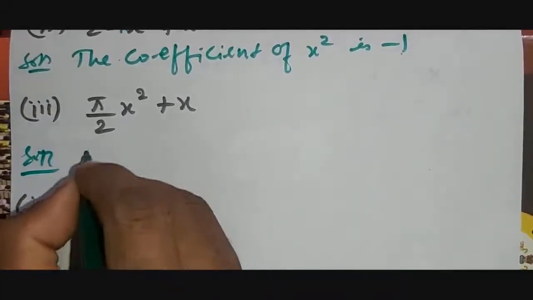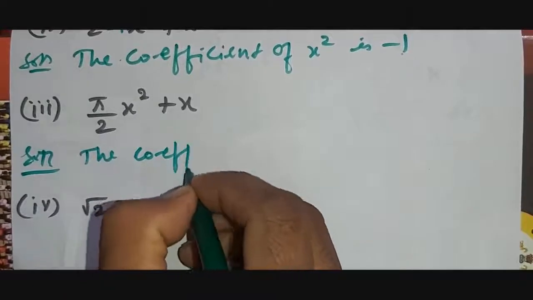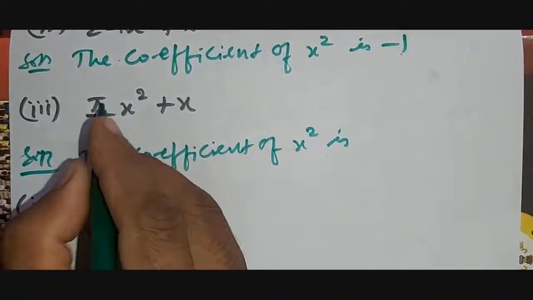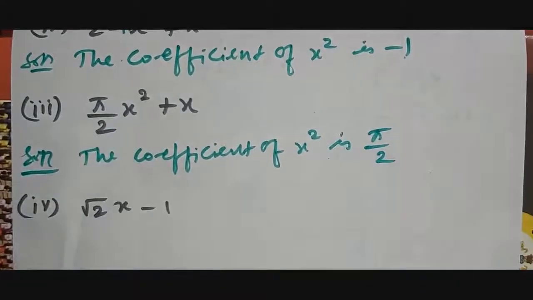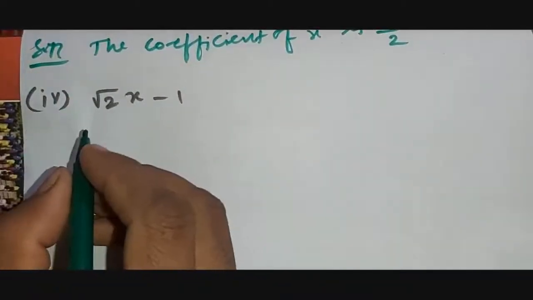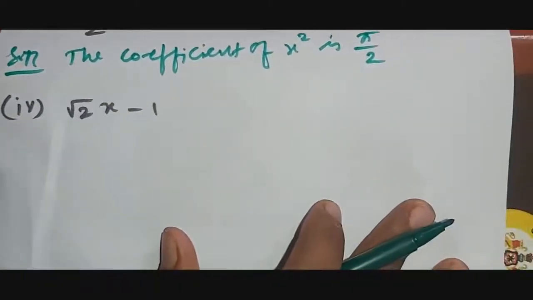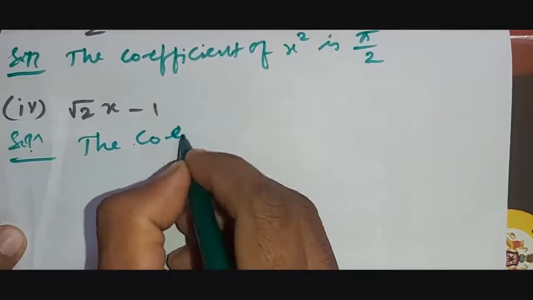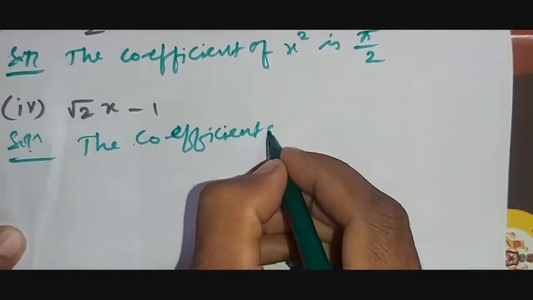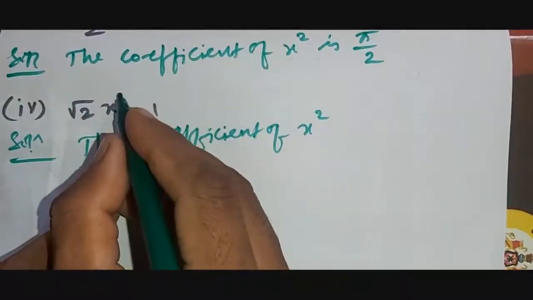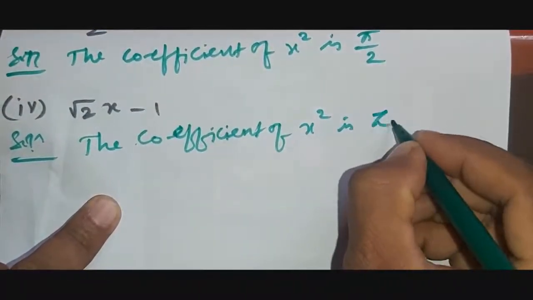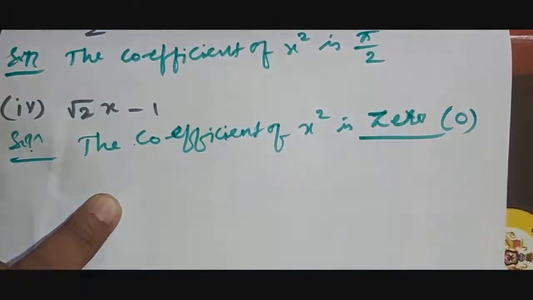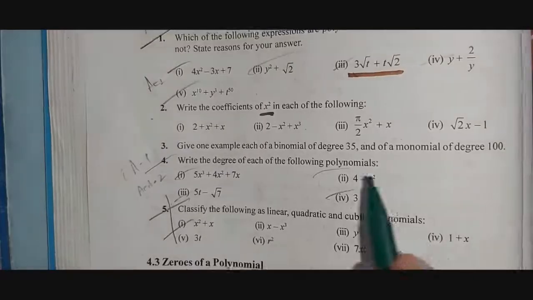Third one, solution, the coefficient of x square is pi by 2. Fourth one, solution, the coefficient of x square is not there in this, so the coefficient of x square is 0. Okay, dear students, now let us discuss the third main.